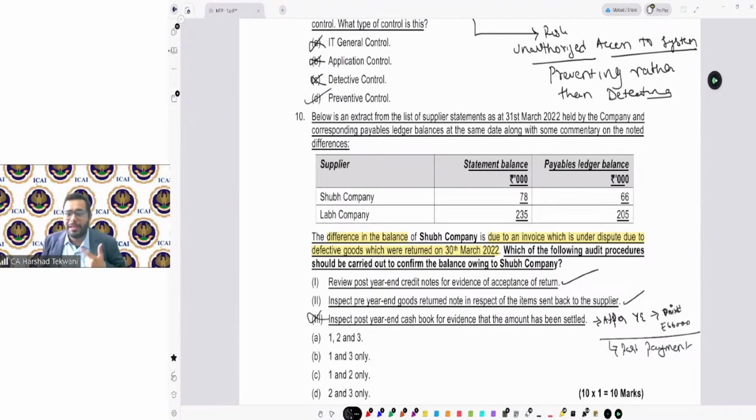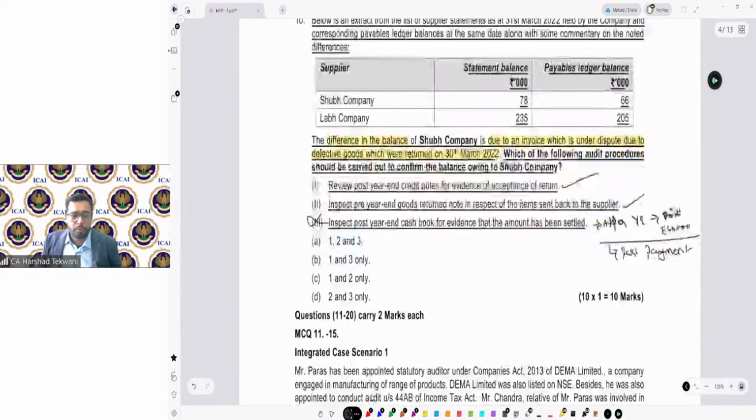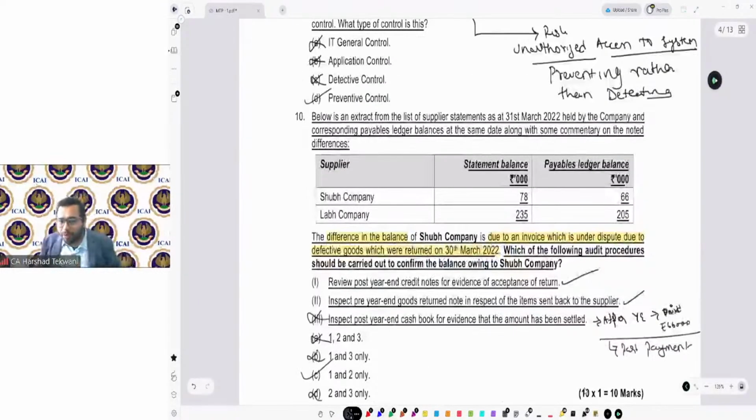So 1 and 2 are the correct options. 1 and 2 procedures are correct, and 3 is wrong. This will be incorrect. Post year end credit notes are relevant; inspecting the post year end cash book will not give me that comfort.